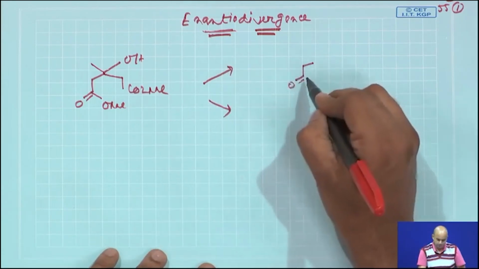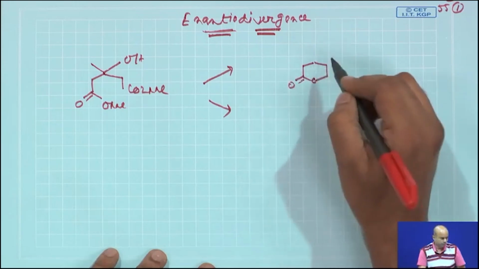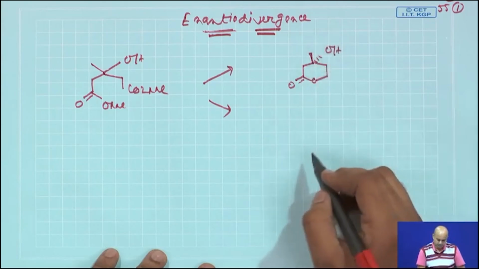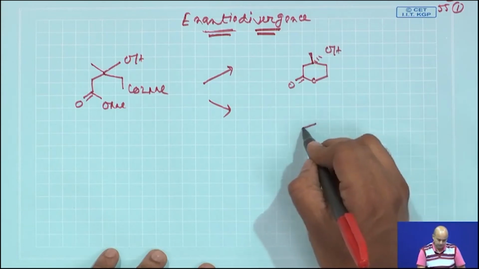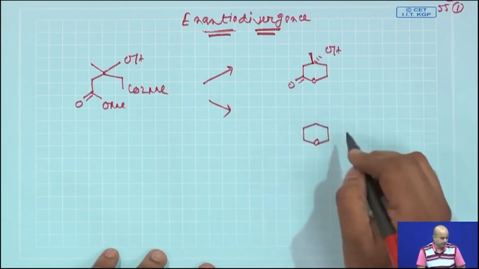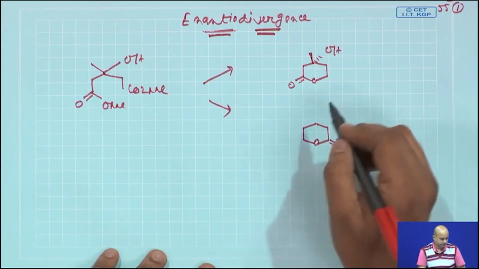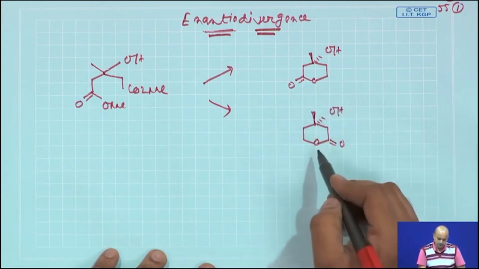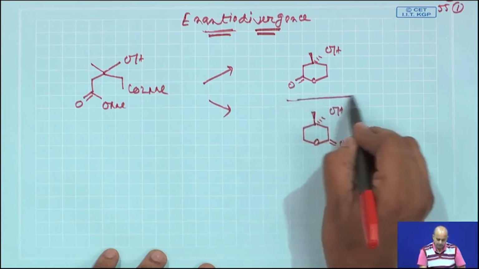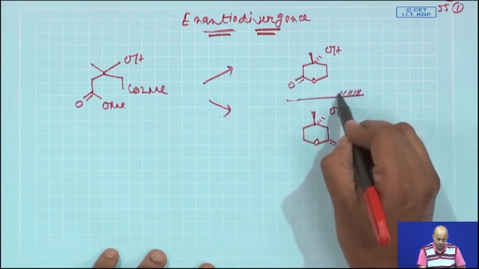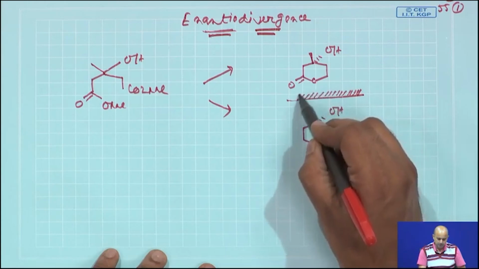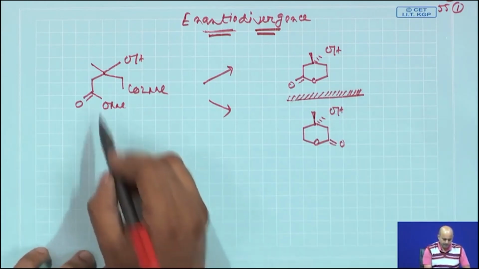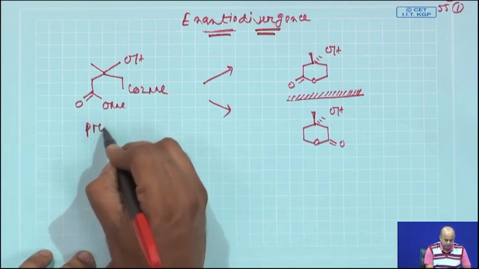You have to convert this compound to both the enantiomers of this product, which is nothing but a 6-membered lactone. If you see, these compounds are mirror image isomers, or enantiomers. So, what in reality you need to think about is that the initial starting compound is a prochiral compound.